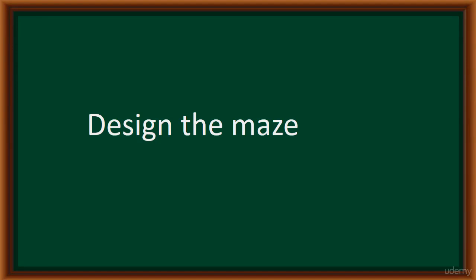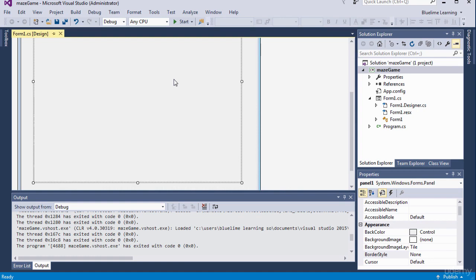Hello, in this lecture we are going to design the maze. Before we start designing the maze, I want to change one more property for the panel control. So make sure you've got the panel control selected and make sure it says panel 1 in the properties. What I want is for the user, whoever's playing the maze game, to be able to see the edge of the maze game.